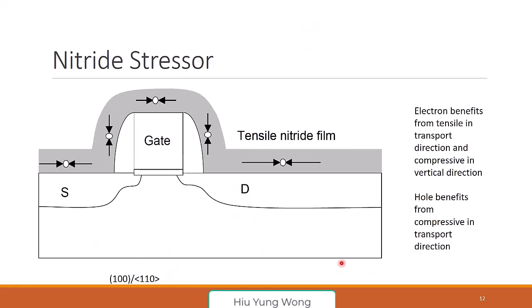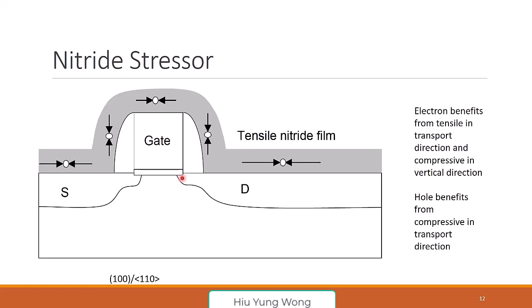So what do we do? It turns out that electrons benefit from tensile stress in the transport direction and compressive stress in the vertical direction. Holes benefit from compressive stress in the transport direction. This is not FinFET. This is just a planar CMOS. So in the 2000 something, right? 2006, 45 nanometer, 65 nanometer before 2010. This is a trick the industry used a lot to enhance the performance of their transistor.